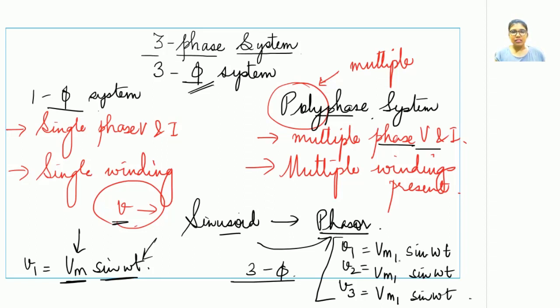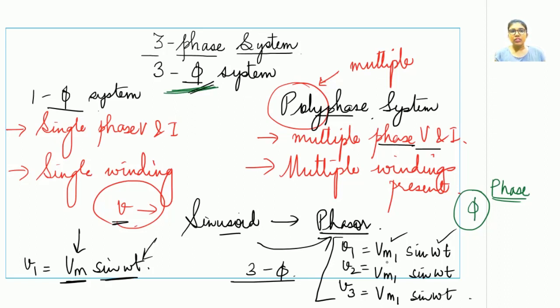We could see none, since the peak magnitude and the angular frequency, which is based on the frequency of the system, are both the same. Then how to distinguish between these three voltages? In order to distinguish between them, there is another parameter which comes into the picture. And what is that parameter? It is called the phase. That's how the name three-phase system comes.